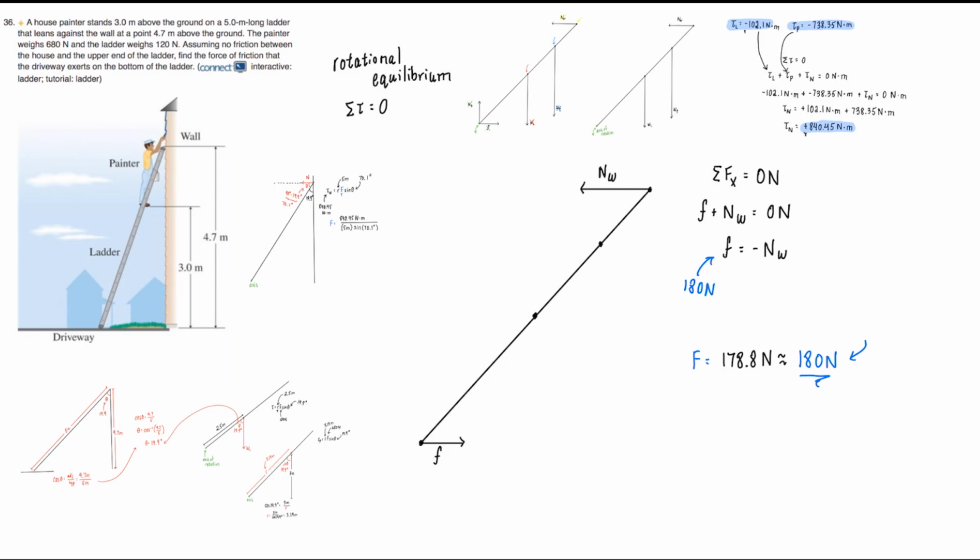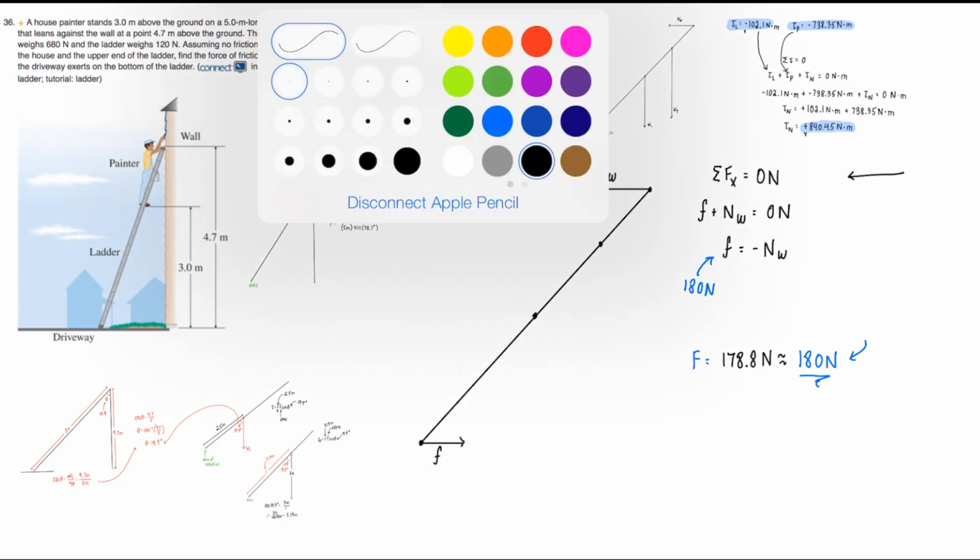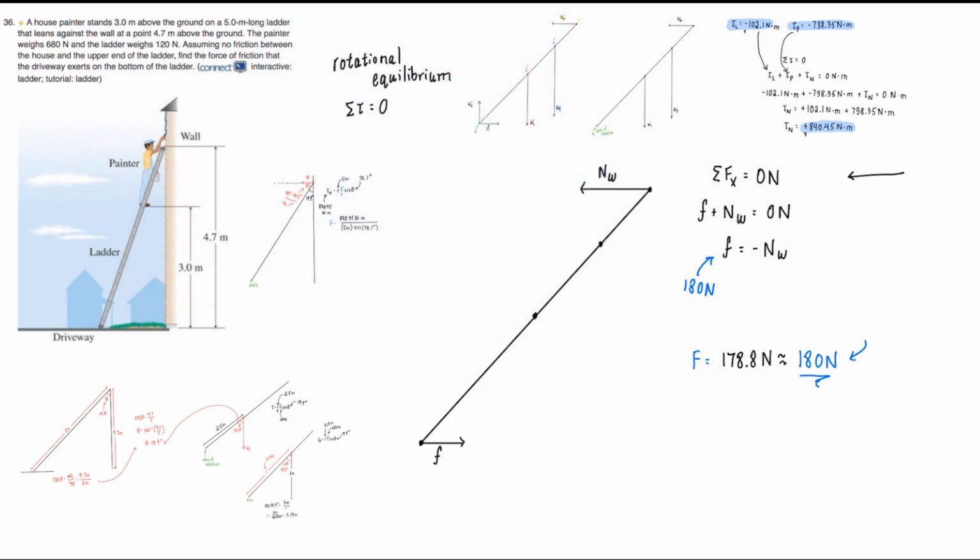Now what's the direction that this frictional force is acting in? Well, the normal force caused by the wall is pushing the ladder to the left. And because the ladder is not moving at all in the x direction, the frictional force would have to counteract that push. So the frictional force is going to be directed towards the wall, to the right. So it's going to be to the right at a magnitude of 180 newtons.